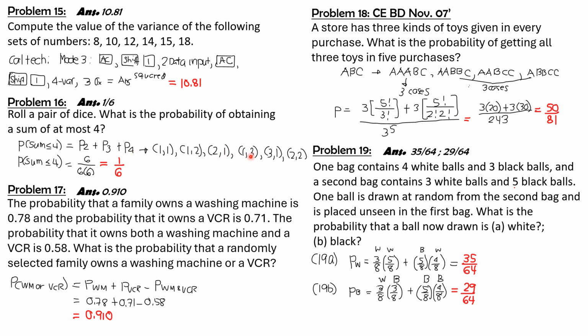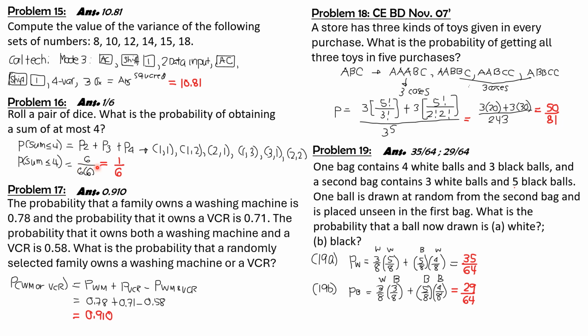For this 4 here, first die 1 should face up 1, then the second die should face up 3, or first die should face up 3, then second 1, or 2, 2. The first die is 2, second die is 2. So there are 1, 2, 3, 4, 5, 6 favorable outcomes that the sum will be at most 4.